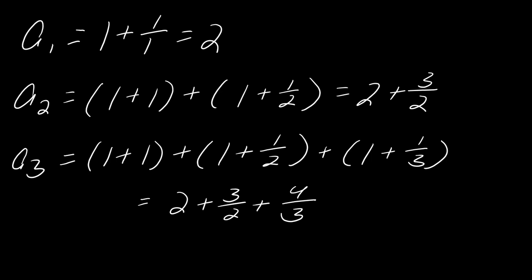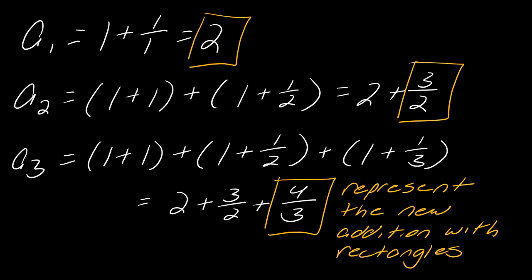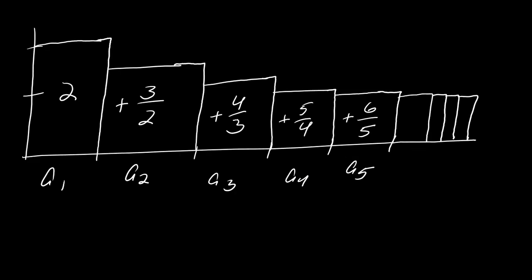If we want to use rectangles to figure out what's going on, our rectangles are going to represent just the newest addition to the sum. Let's look at how that's going to come together. The first term was 2, and then for h sub 2, I added on 3 halves. For the next one, I added on 4 thirds. And so we can see a pattern. The next one I'll add on is 5 fourths, then 6 fifths.